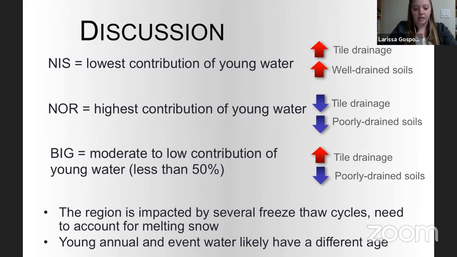We also recognize that young annual and young event water likely have different ages. So young water, as described by the fraction of young water on an annual scale, that was that first analysis with the sine waves that we did, is typically known to have an age of less than 3 months. But during our events, our oldest water was taken at a biweekly interval, and it's possible that it was only a few weeks old. So we suspect that this is why we did not see a higher proportion of young water during events at North when we looked at the event analysis.